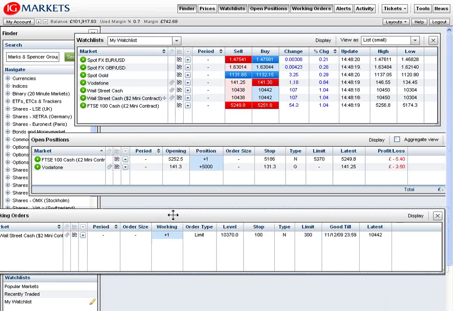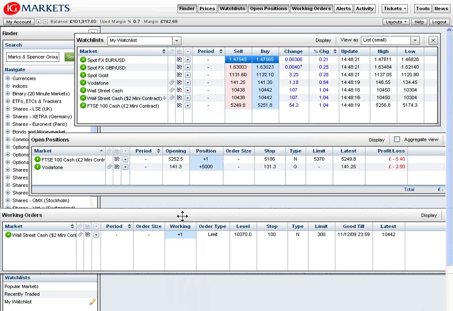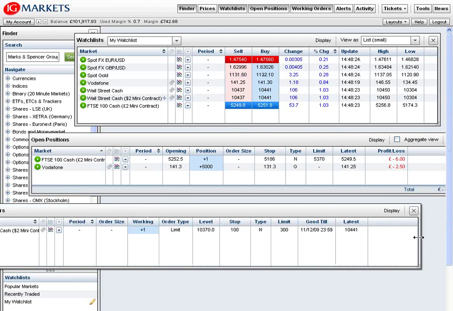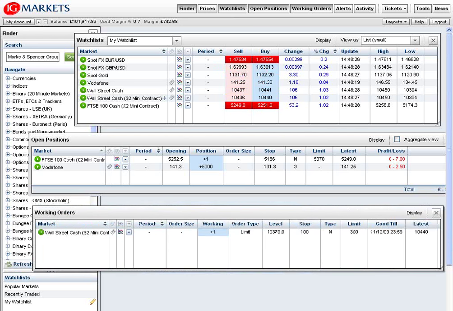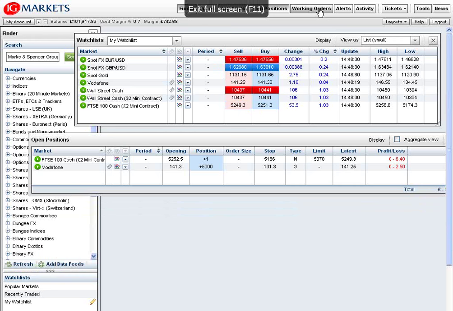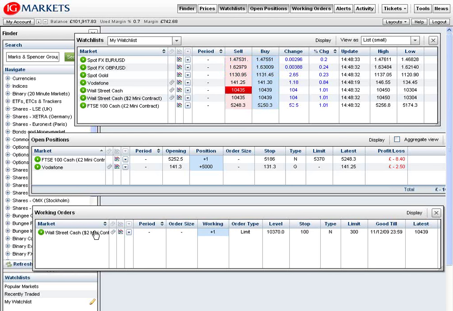And now you'll see, so it hasn't changed, of course, my open positions window. Let me just change the size of the screen. There we go. But if I click on this button here, working orders, it shows you what orders you've got waiting to happen. So there's my order waiting to happen. Wall Street Cash, $2 mini contract. It's working to buy one contract at 10,370 with the stop loss 100 points away if that order gets filled, and a limit order 300 points away if the order gets filled. And at the moment, that's where the market is trading now.